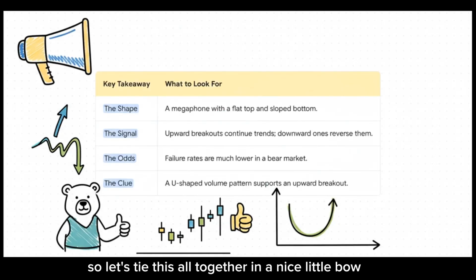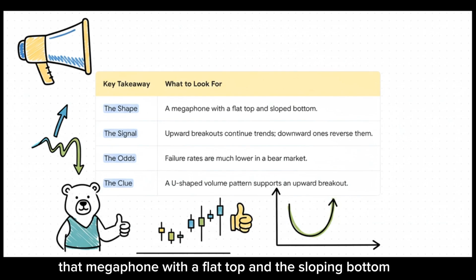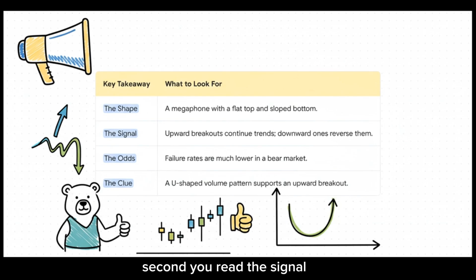So let's tie this all together in a nice little bow. First, you spot the shape, that megaphone with the flat top and the sloping bottom. Second, you read the signal. An upward break means continuation, a downward break means reversal. Third, you check the odds. Remember, this pattern is most reliable in a bear market. And finally, you look for the clue. That U-shaped volume pattern gives you extra confirmation for a powerful move up.